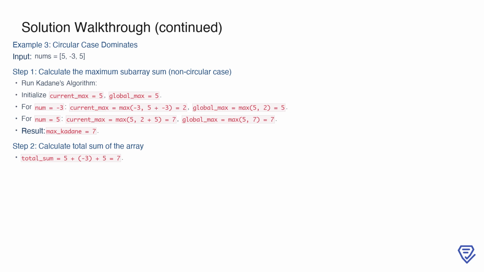So, the maximum sum for the non-circular case, max_kadane, is 7. Next, we calculate the total sum of the array. Adding 5, minus 3, and 5 results in a total_sum of 7.